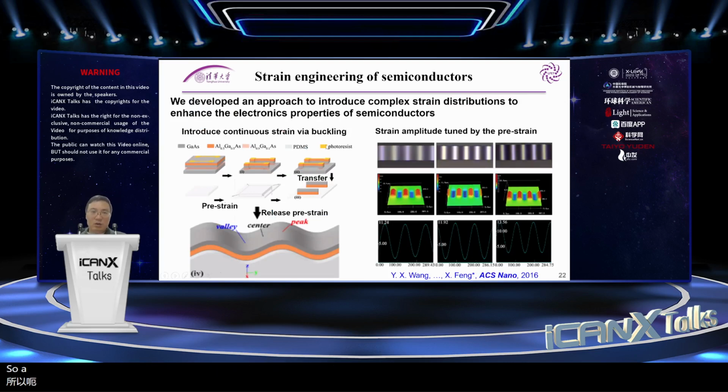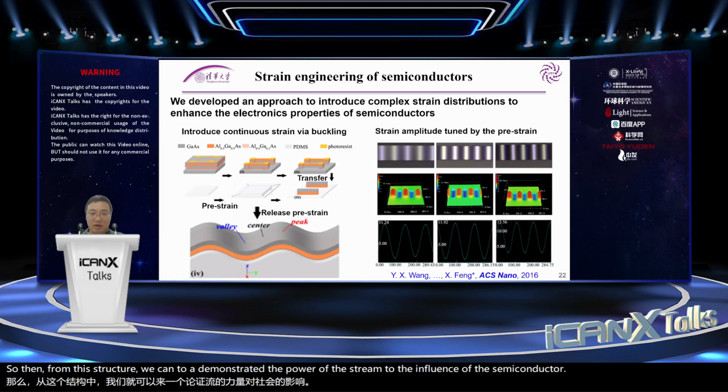So we have to develop some strain engineering for the semiconductor. We can make the semiconductor material into a wavy shape, just like a valley and a peak. At the valley and the peak, the deformation is different, and the strain is different. For example, the strain at the peak is tensile. However, the strain at the valley is compressive. Then from this structure, we can demonstrate how the strain influences the semiconductor efficiency.